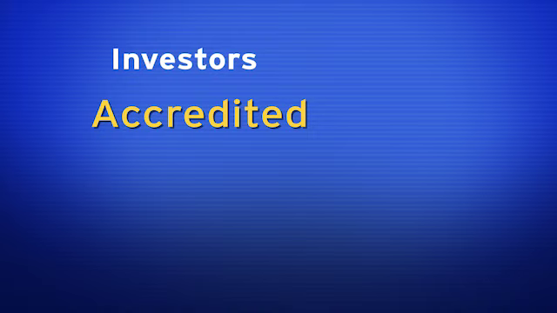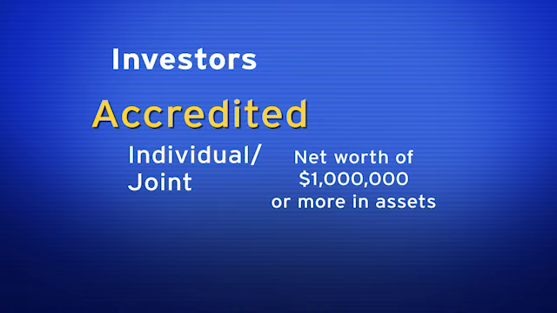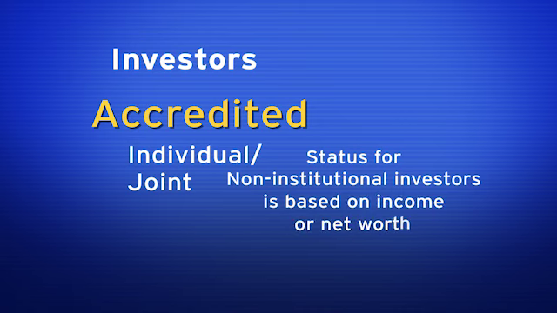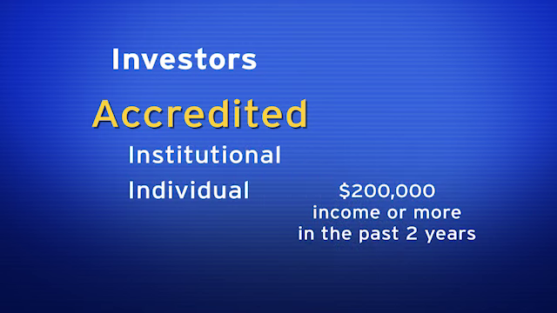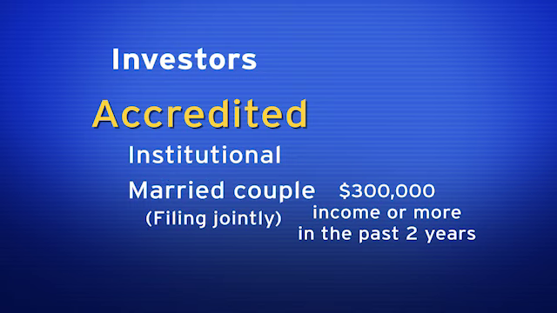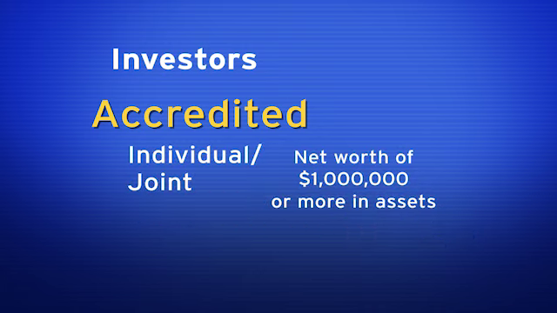Who else would be defined as an accredited investor? Or if a person's net worth were $1 million or more, not including their primary home. Now, the accredited investor status for non-institutional investors is based on income or net worth, not income and net worth, income or net worth. So $200,000 or more in income for an individual would be accredited. A married couple filing jointly, $300,000 or more, or $1 million or more of net worth, not including primary home.